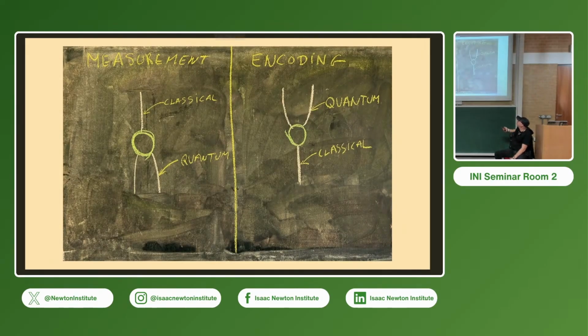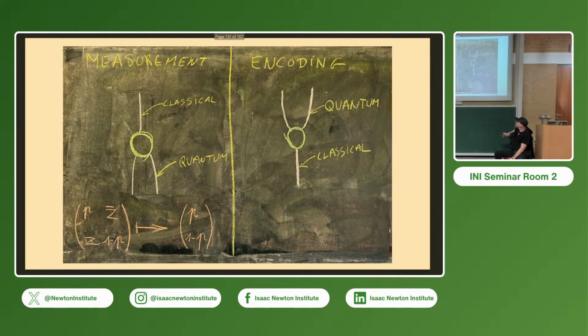So this is the opposite. You've got something classical and then something quantum coming out. So this is like, I've got a bit 0. I encode it as a qubit ket 0. I've got a bit 1. I encode it as qubit 1, something like that. And so this is encoding. Now we can start. So I mean, concretely, what does this thing do?